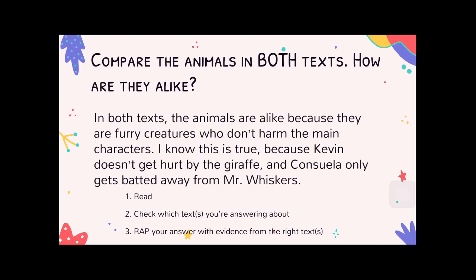After you work on this, you're working on independent reading and an independent reading response, in which you're retelling information from your book that you're reading.